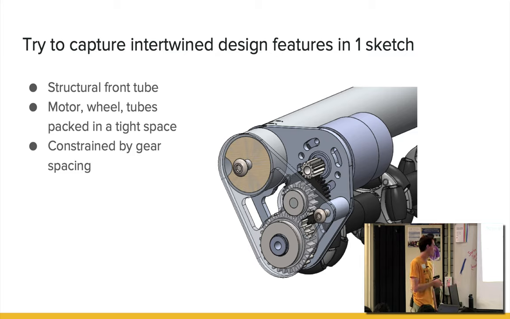So if you look at this, it's our intake assembly from our 2019 robot. We've got this motor here. We've got a gear train connecting that motor, through a reduction, to the intake wheels. And we've got this tube here that's our structural member. So we have a couple of things going on in a compact space. We want to be able to figure out how they all fit together.